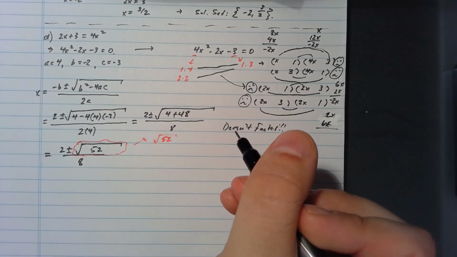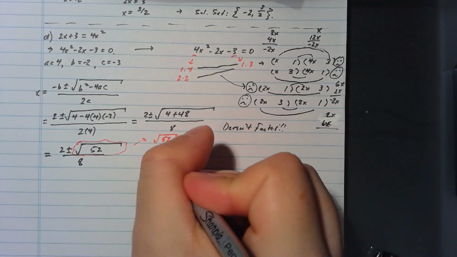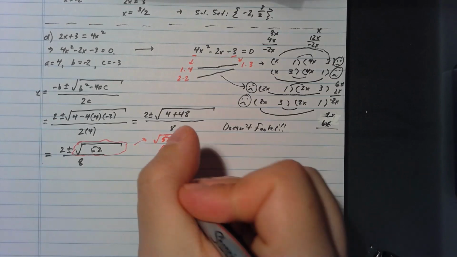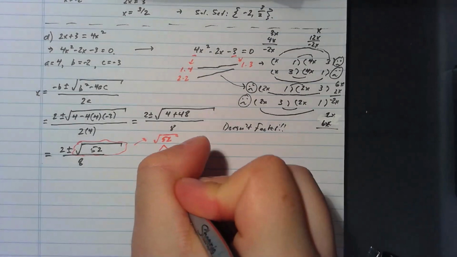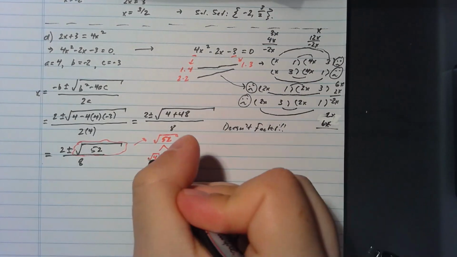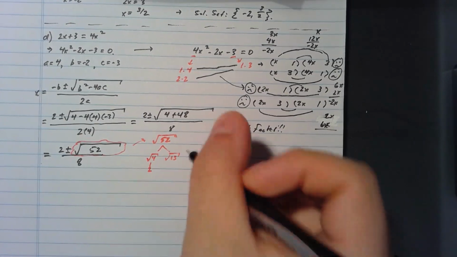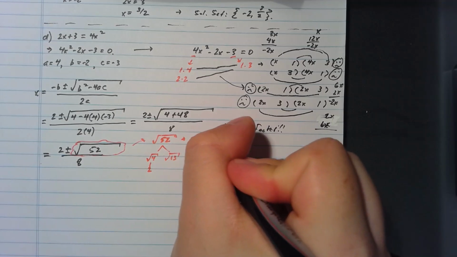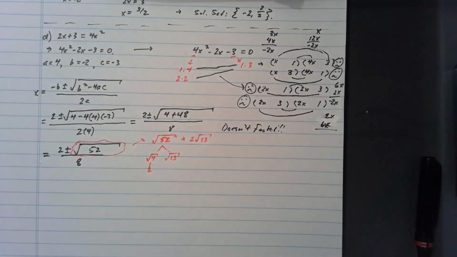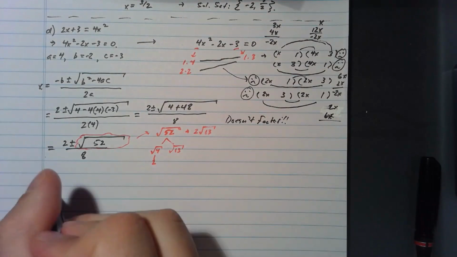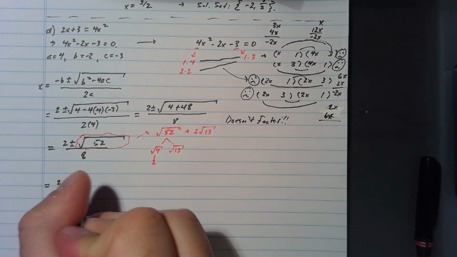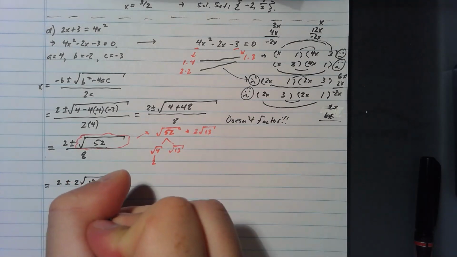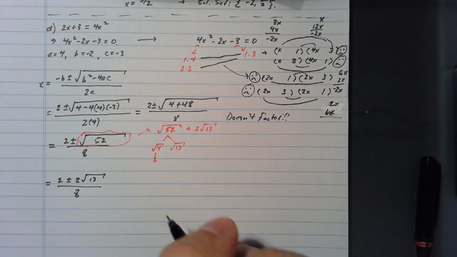I want to factor out a perfect square out of there if I can. So 52 divided by 4 is 13, so that means the square root of 4 times the square root of 13, right? And the square root of 4 is 2. So the square root of 52 reduces to 2 root 13. Alright, so let me come down here. So I'm going to have 2 plus or minus 2 root 13 all over 8.